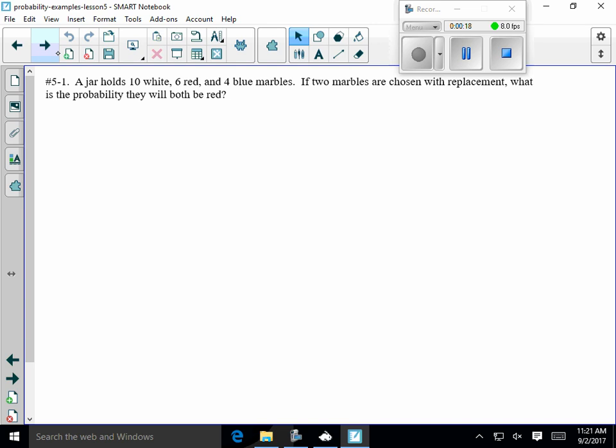Okay, so the first problem here says a jar holds 10 white, 6 red, and 4 blue marbles. If 2 marbles are chosen with replacement, what's the probability that they will both be red? So pause this, give it a try, and then unpause.